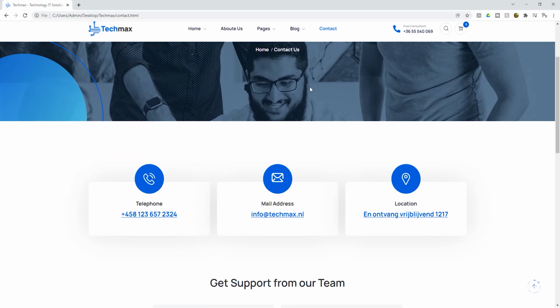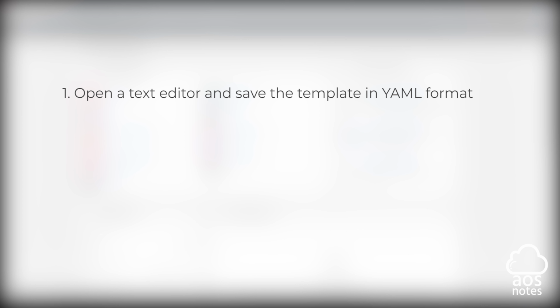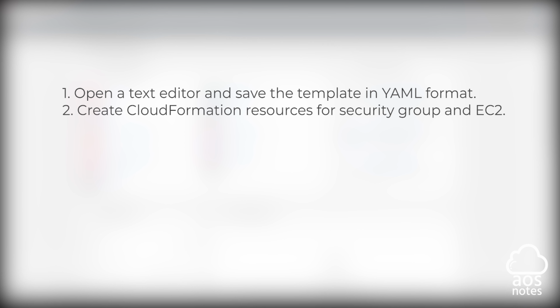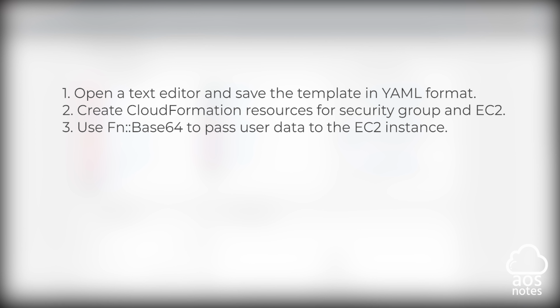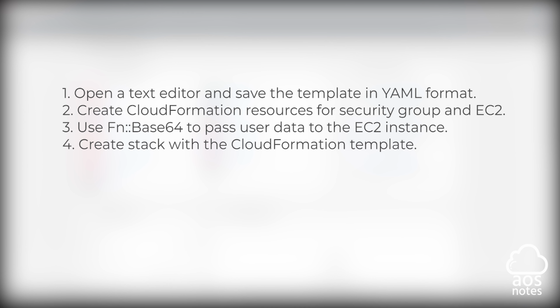We will use these steps to complete this project. First, we are going to open a text editor on our computer and save our CloudFormation template as a YAML format. Once we have saved our CloudFormation template as a YAML format, we are going to create CloudFormation resources for security group and EC2. Then we are going to use an intrinsic function to pass our user data to our EC2 instance. And finally, we are going to create our stack using the CloudFormation template.